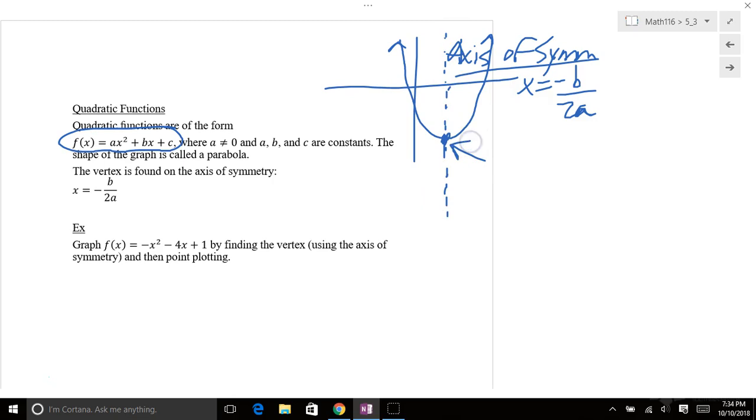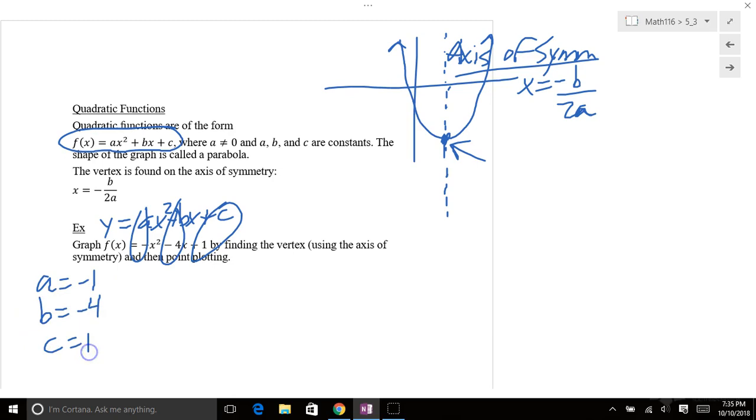So the vertex has that same x value. That's how you're going to find the vertex. Okay, x equals negative b over 2a. So for example, you've got f of x equals negative x squared minus 4x plus 1. So y equals, remember, ax squared plus bx plus c. You see how your a is that negative 1, your b is that negative 4, and your c is that positive 1. So a is negative 1, b is negative 4, c is 1, right?